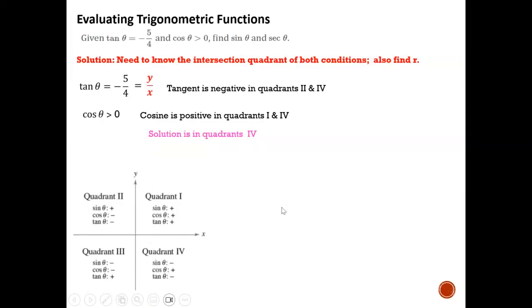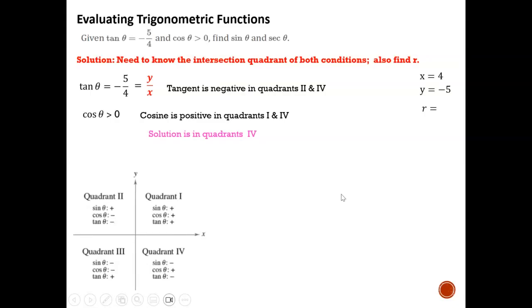Okay, now let's find them. Right, so we know that tangent is y over x. So we know what the y is and what the x is. X is 4 and y is negative 5. Y is negative 5 because it's in quadrant 4, right? The y is negative in quadrant 4.